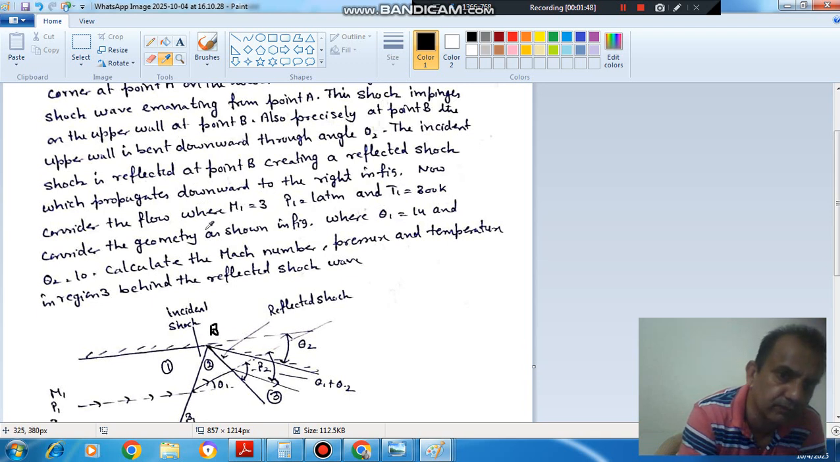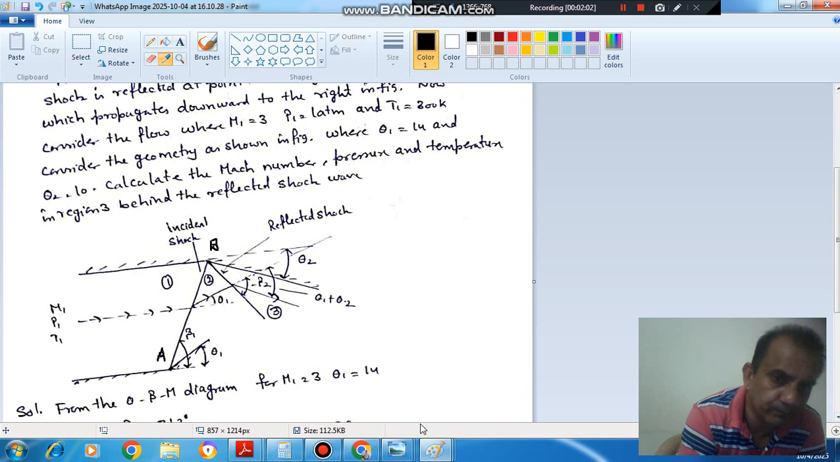Now consider the flow where M1 is 3, P1 is 1 atmosphere and T1 is 300 Kelvin. Consider the geometry shown in the figure where theta 1 is 14 degrees and theta 2 is 10 degrees. Calculate the Mach number, pressure and temperature in region 3 behind the reflected shock.